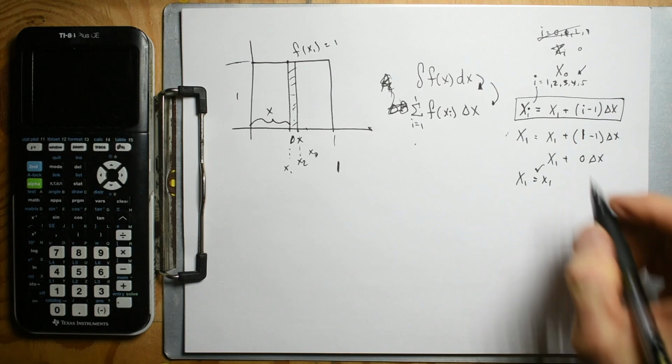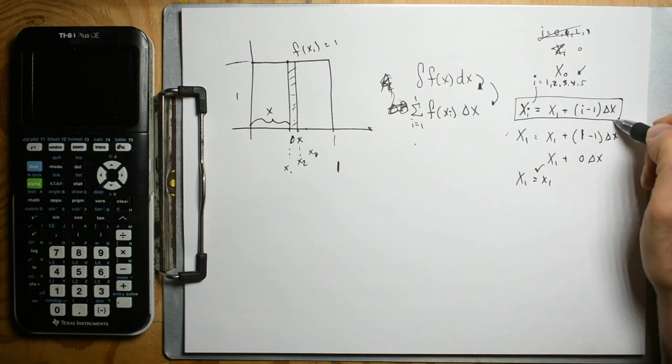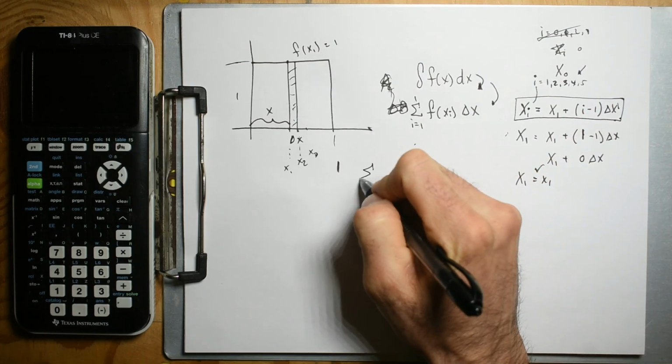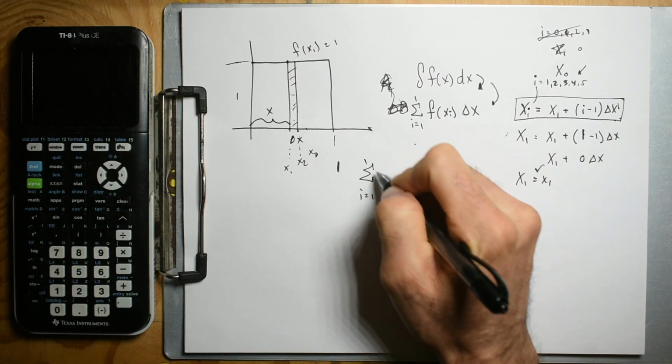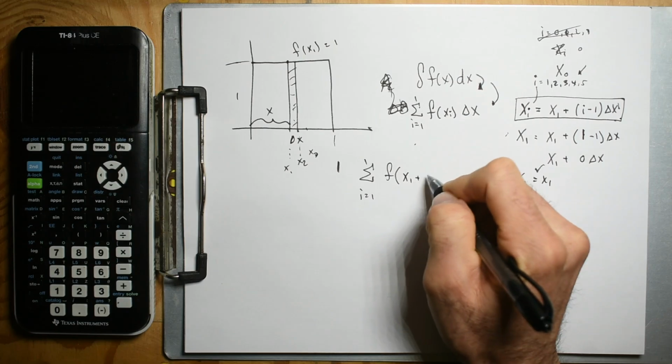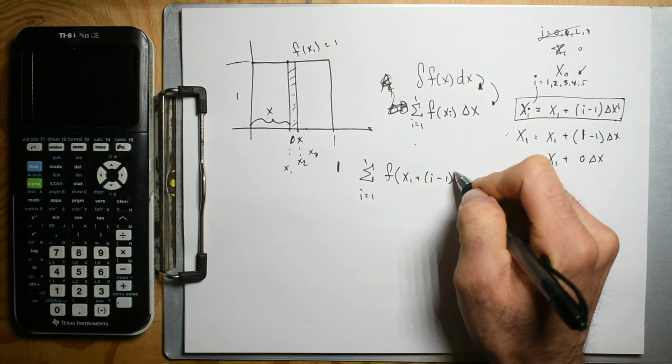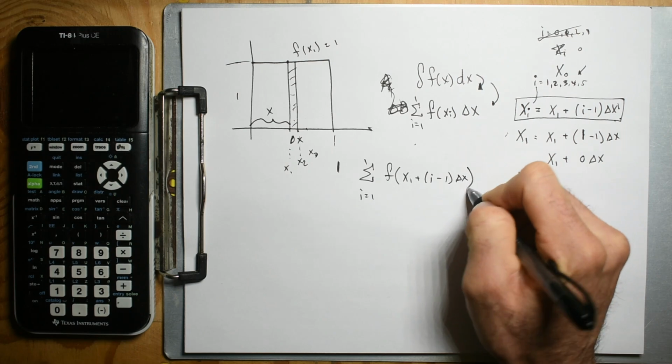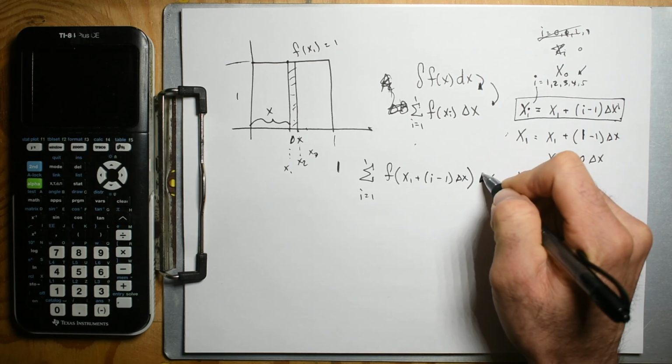All right, hell yeah. So now we have that equation, and that equation can go right in there. So we have the summation of I is equal to 1 to 1 of f of x1 plus I minus 1 delta x, delta x. Hell yeah.